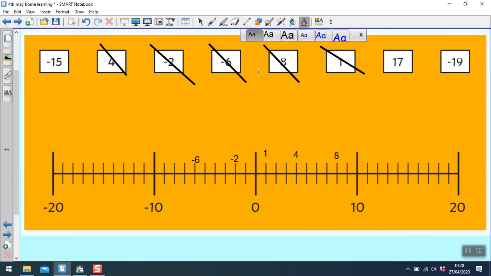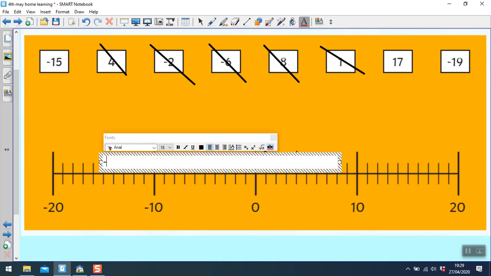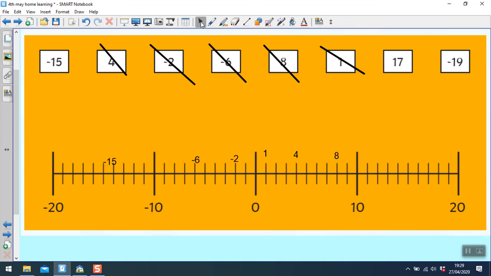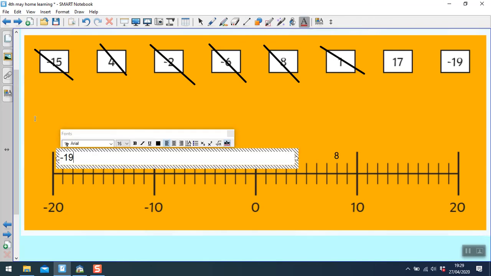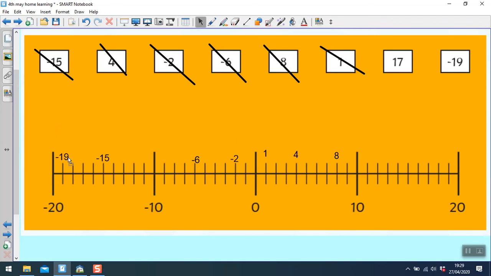-15 there. So there's -10. I know that halfway between -10 and -20 will be -15. -11, -12, -13, -14, -15. And then I've got -19, which will be 1 more than -20, silly me. -19 is one more than negative 20, because these are getting bigger as we're going along.